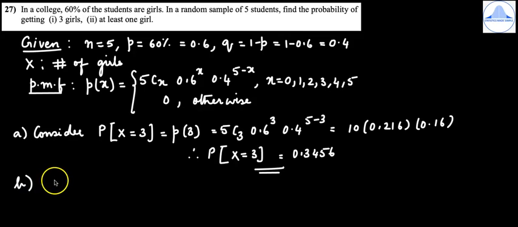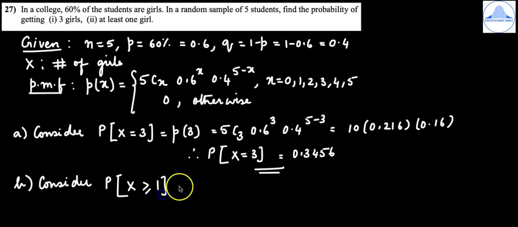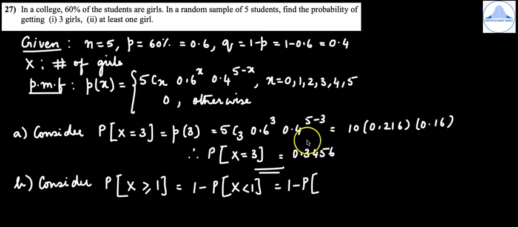Subdivision B, at least one girl. So consider probability of capital X, at least means greater than or equal to 1. So in the direct method, it means it is 1, 2, 3 up to 5. So we have to calculate 5 probabilities. So we'll use a formula method, which is 1 minus probability of x less than 1, which is 1 minus probability of the value which is less than 1 is 0.